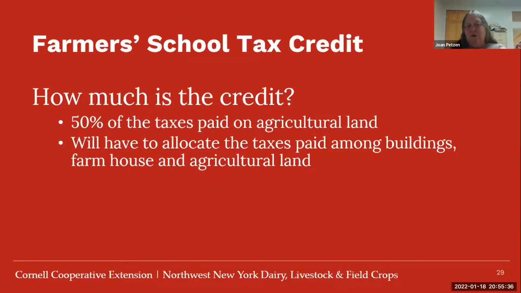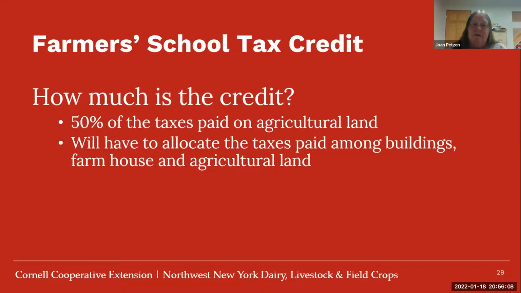There's a couple of different ways that you can make that allocation. One is you can talk to your assessor and get a copy of their property data sheet and see how much they've got of your assessment on each portion and divide things out percentage wise that way. Or you can make your own allocation. But because there's a farmhouse on most properties, that does not qualify.